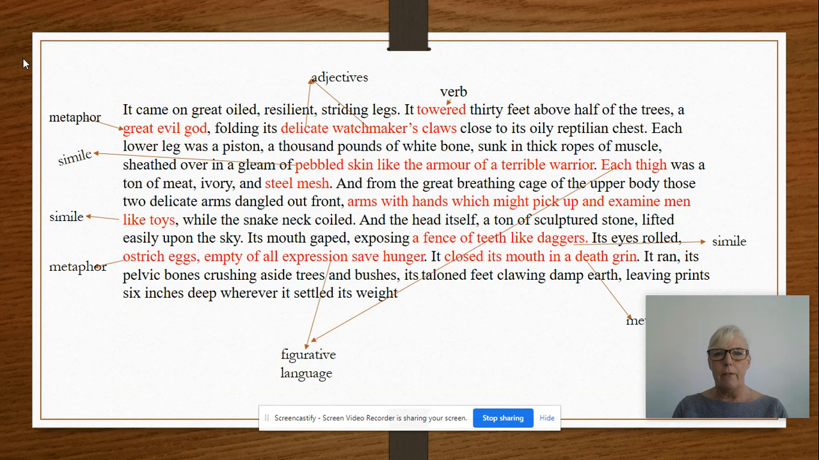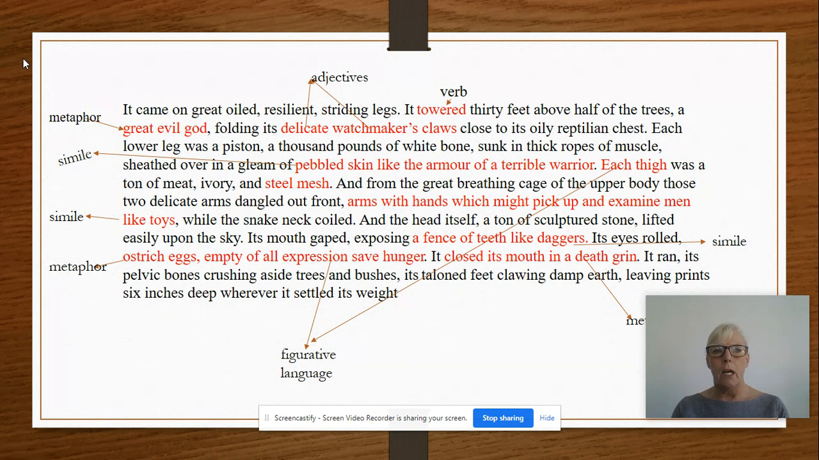Okay, I've now got a slide here that shows my annotated highlighted text. I've realized that "towered" is an action word, so that's a verb, and I'm going to mark that. It's a great evil god. So it's no longer a dinosaur, but a great evil god. That's a metaphor, when the writer says something is something else. I've got a couple of adjectives there with delicate watchmaker's claws.